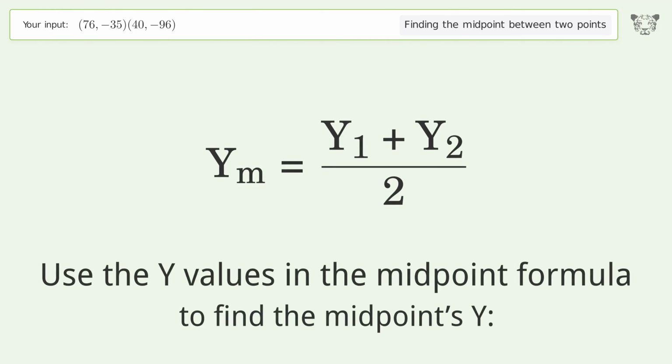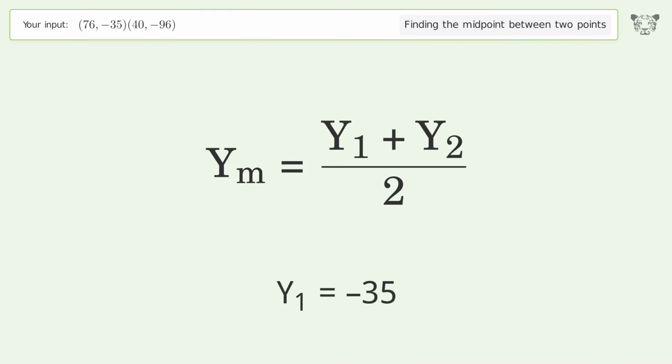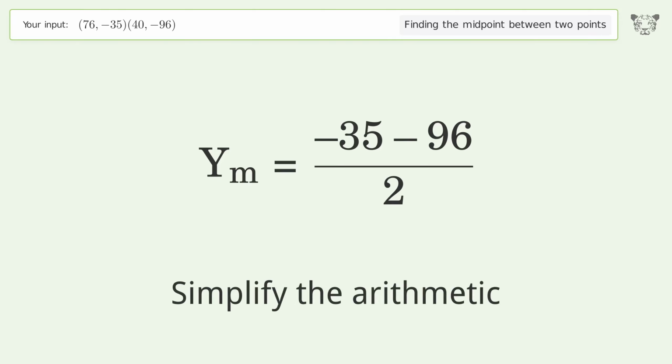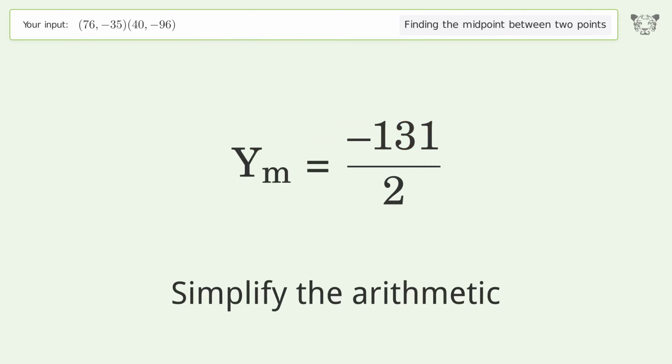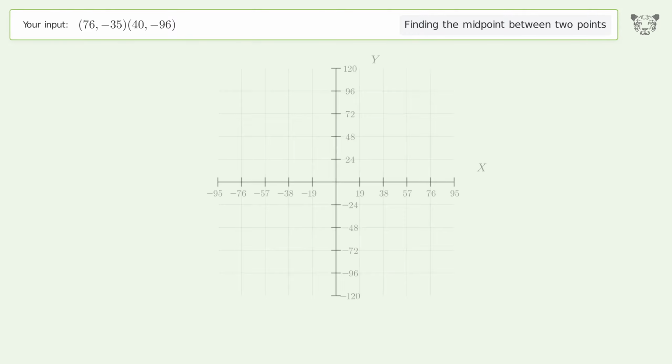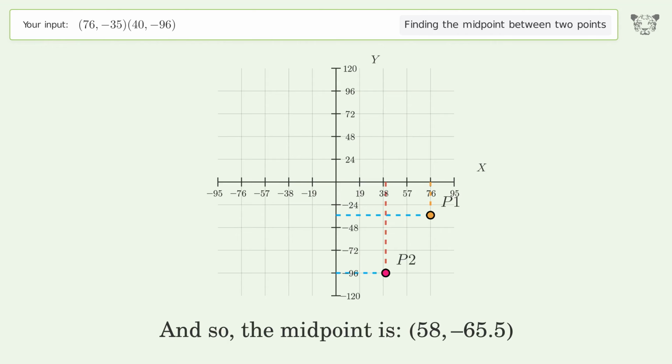Use the y values in the midpoint formula to find the midpoint's y. y1 equals negative 35. y2 equals negative 96. Simplify the arithmetic. And so, the midpoint is 58, negative 65.5.